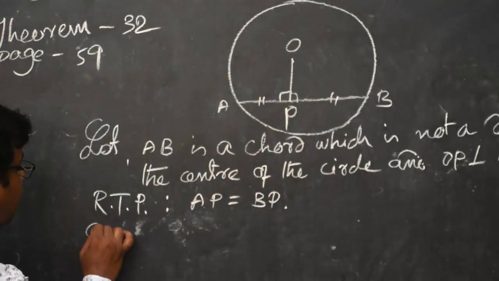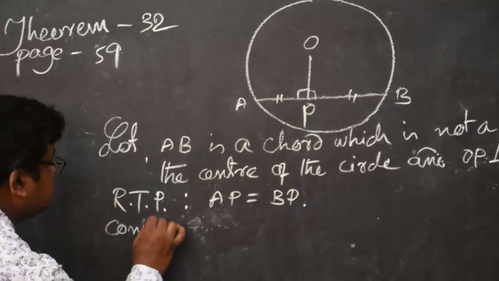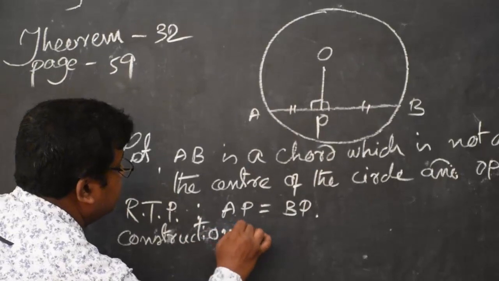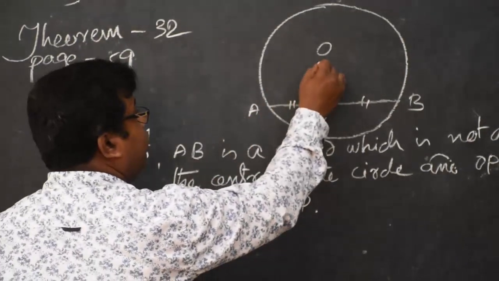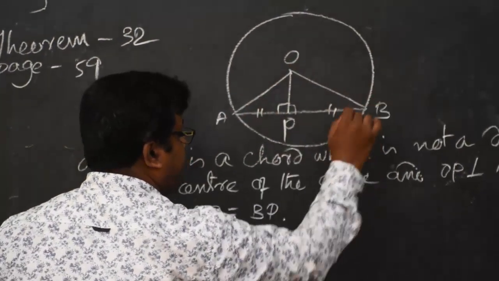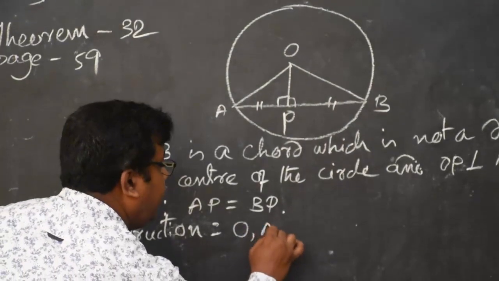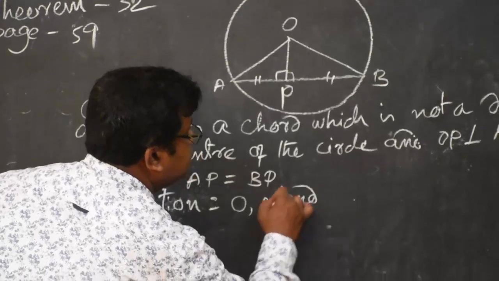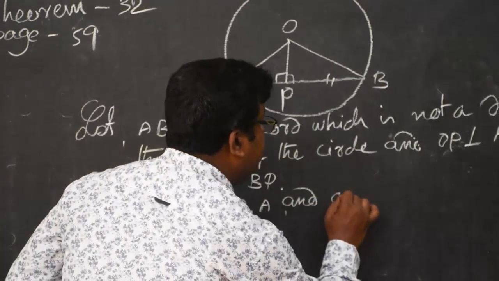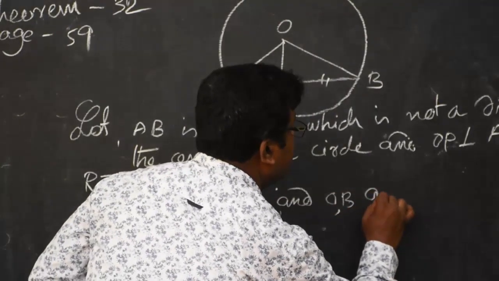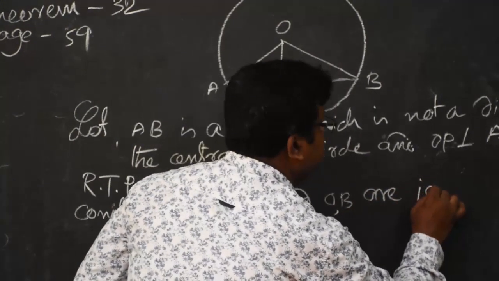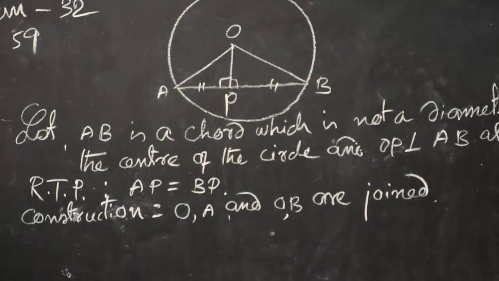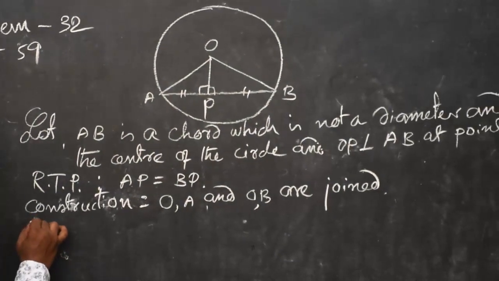Okay. Construction. Now you have to write the construction. Construction: OA and OB are joined. You can write here OA and OB are joined. Okay, now we are going to understand the proof.